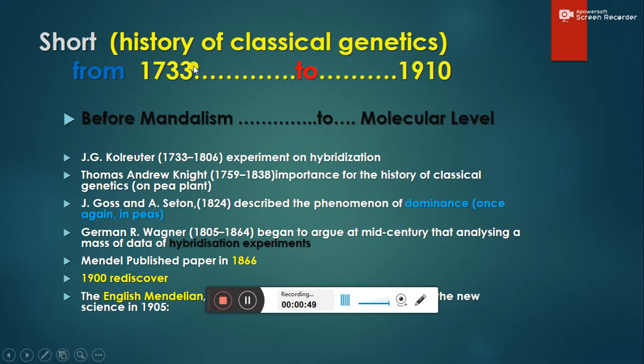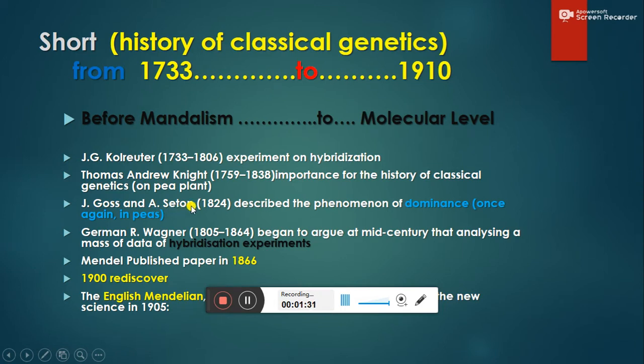Next, the short history of classical genetics, from 1733 to 1910, began the history of molecular genetics. So we start with this short history of classical genetics from 1733 to 1910, before Mendelism to the molecular level. J.G. Kölreuter in 1733 experimented on hybridization. Thomas Andrew Knight, 1759 to 1838, was important for the history of classical genetics.